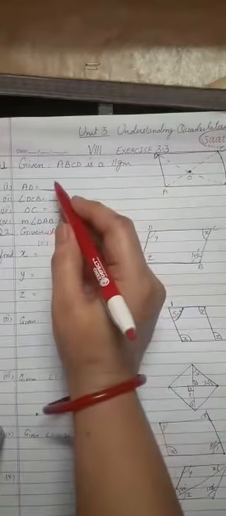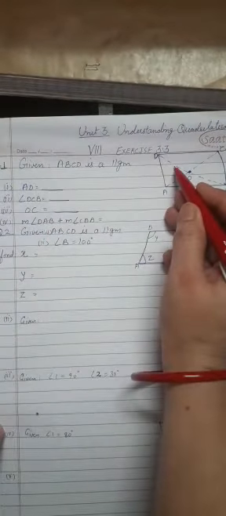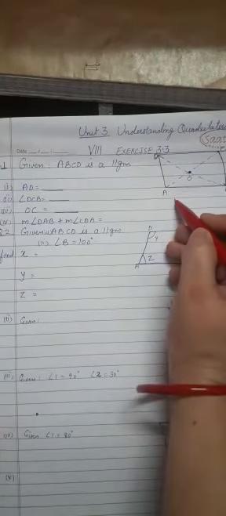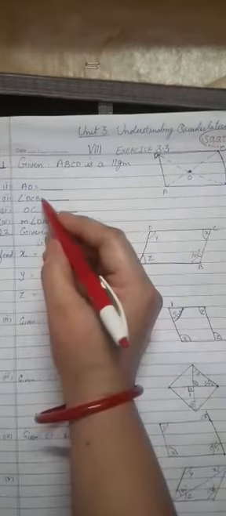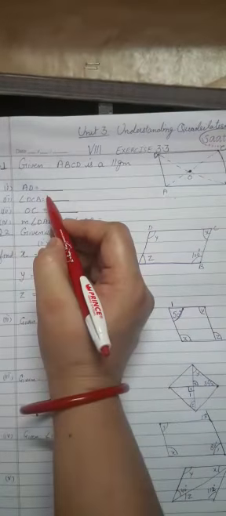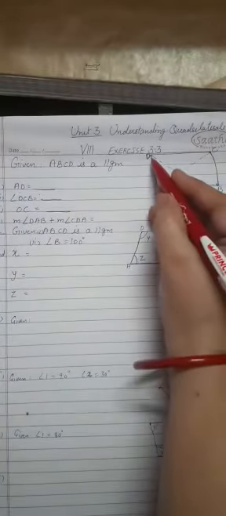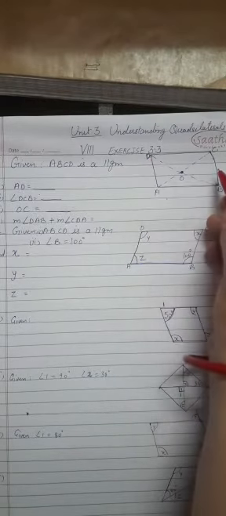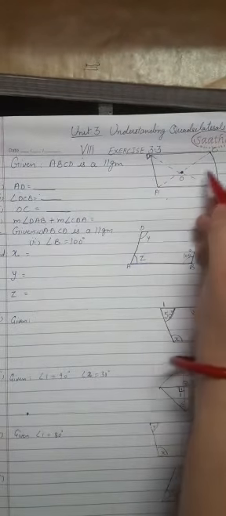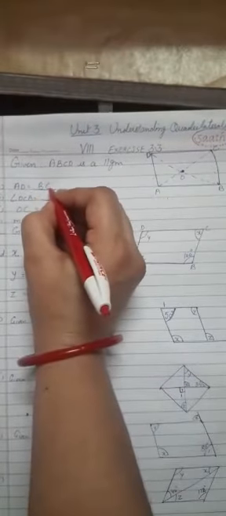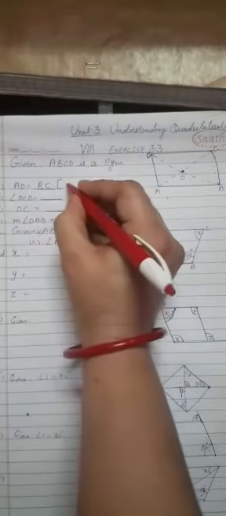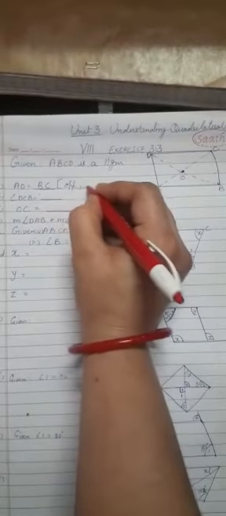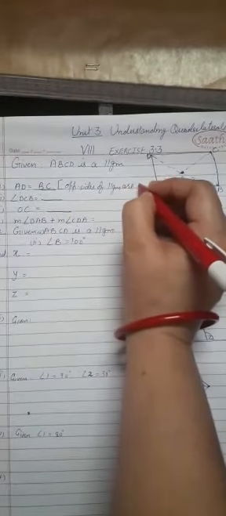Now see question 1 of exercise 3.3. Here you are given a parallelogram and you have to find the different values. AD is one of the sides of the parallelogram and you have learned the property, the opposite sides of the parallelogram are equal. So we can say AD equal to BC and you have to write the reason also. Opposite sides of parallelogram are equal.